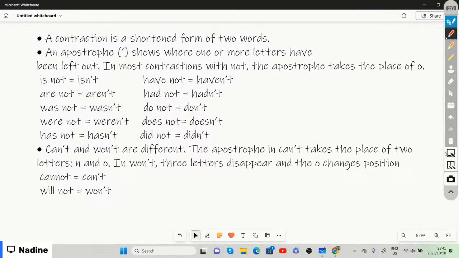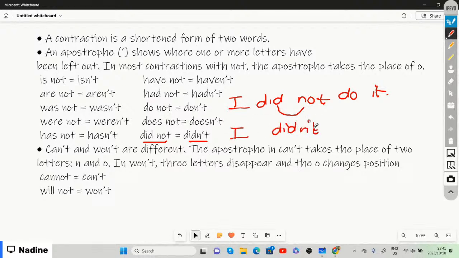Yeah, so don't is correct, right? So even if you look at, let's say, didn't. Did not and didn't, right? So instead of saying I did not do it, right? So I did not do it. Then you can join these two words, and we can say I didn't do it, right? Yes, and didn't is correct. So well done.